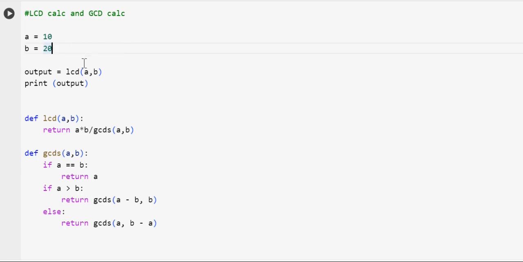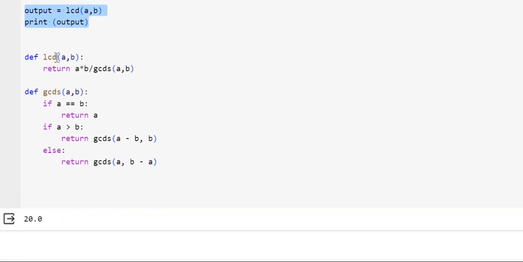Now I have written two functions. We will see the output later. One function is for LCM and one for calculating GCD. For LCM, I'm writing def, which is the keyword, lcm(a, b), return a multiplied by b divided by gcd, which is another function, of a and b. So the definition of LCM is this. If I call this, it returns the output, which I have stored in the variable output, and I'm printing that output.